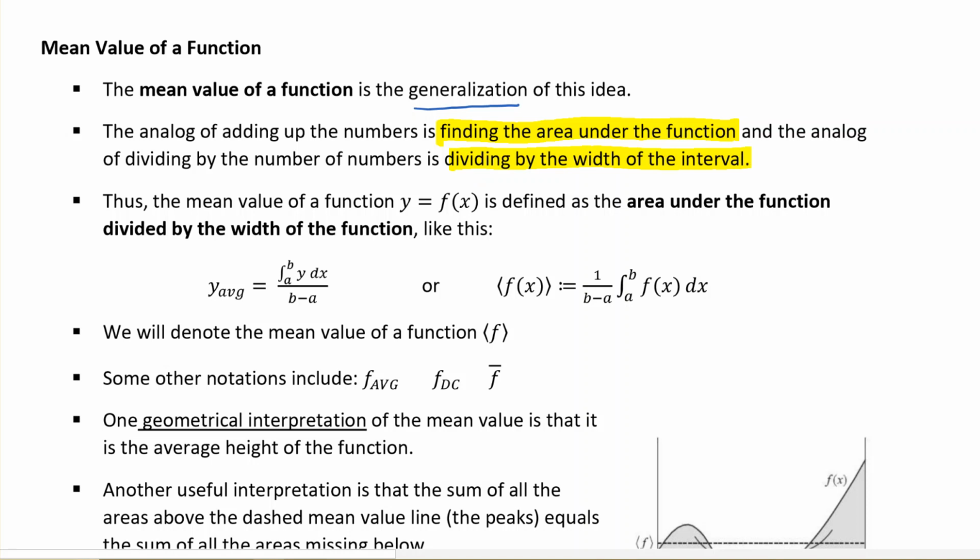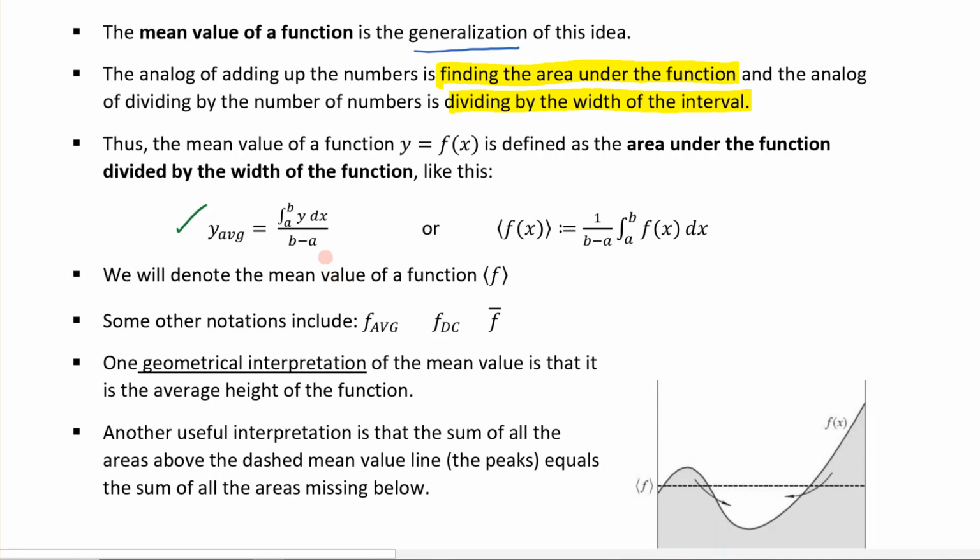Thus, the mean value of a function y equals f(x) is the area under the function from an interval a to b divided by the width of the interval. In this case, it would be b minus a, upper limit minus lower limit. So the mean of the function is 1 over b minus a, the integral of f(x) from a to b. Of course, there are some other notations like f avg, or f bar.